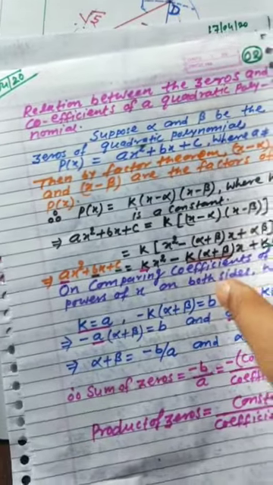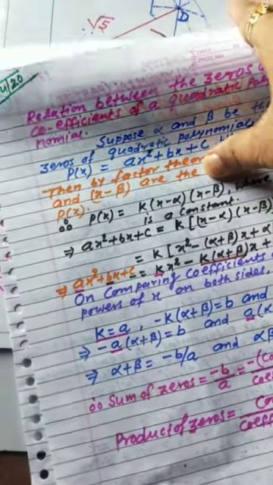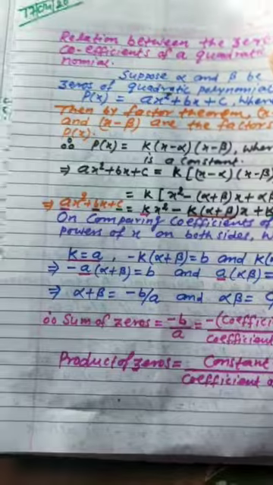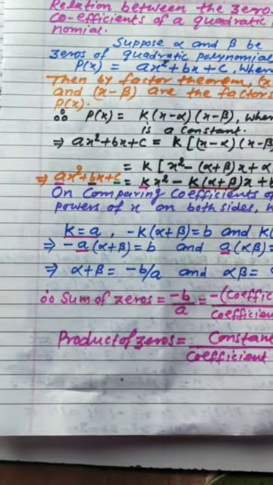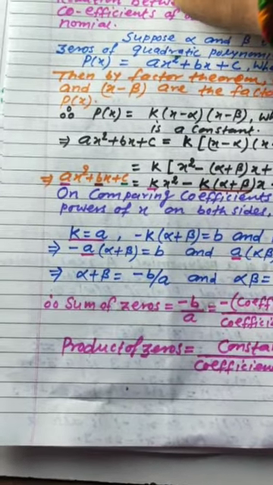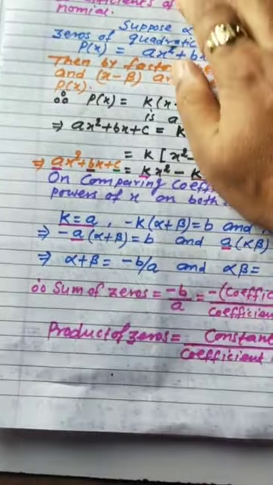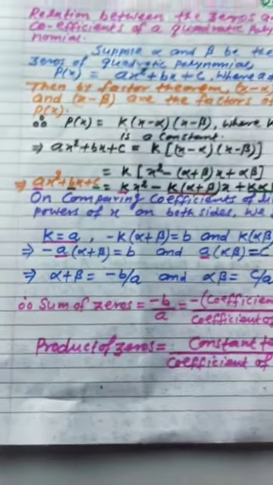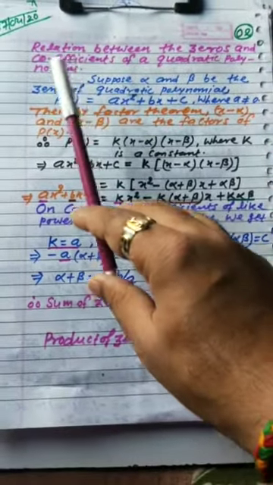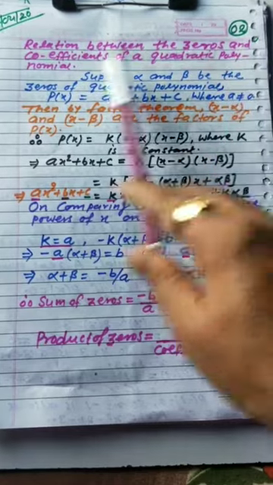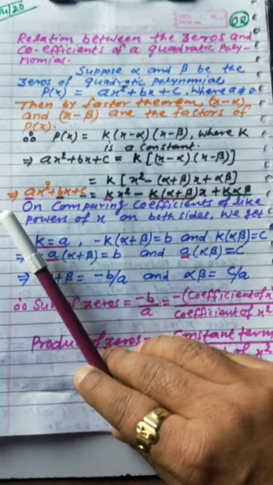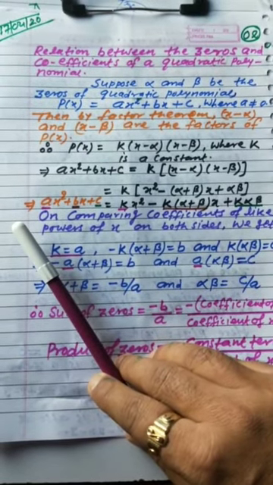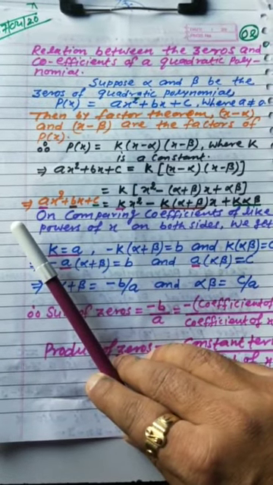Now let us see an important result which is very important for your class. In this class you have to study about it. So we have reached here, the relation between the zeros and the coefficients of a quadratic polynomial. There is a relation between the zeros and coefficients of a quadratic polynomial.